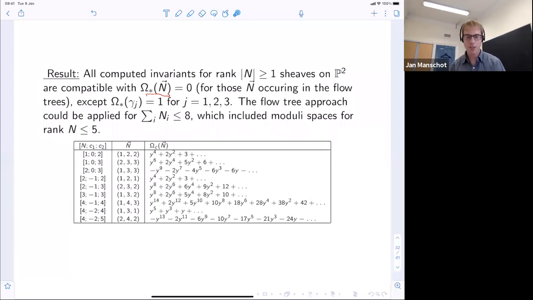On the one hand, we can reproduce the Poincare polynomials of these moduli spaces in this way, and we find this special property that the attractor values for dimension vectors which appear in the flow trees are equal to 0.